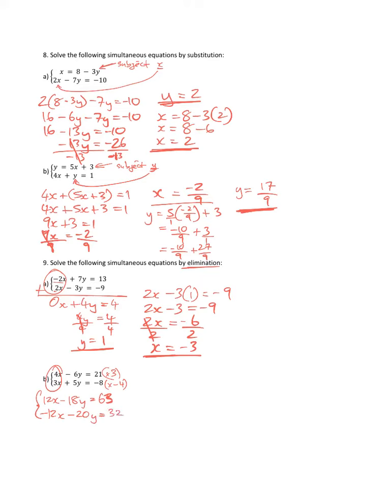Now x has equal size, opposite in sign coefficient, so I can add them vertically. That comes to 0 x's. Negative 18, negative 20 is negative 38y. 63 plus 32 is 95. So what do I have? Negative 38y's is 95. Okay.